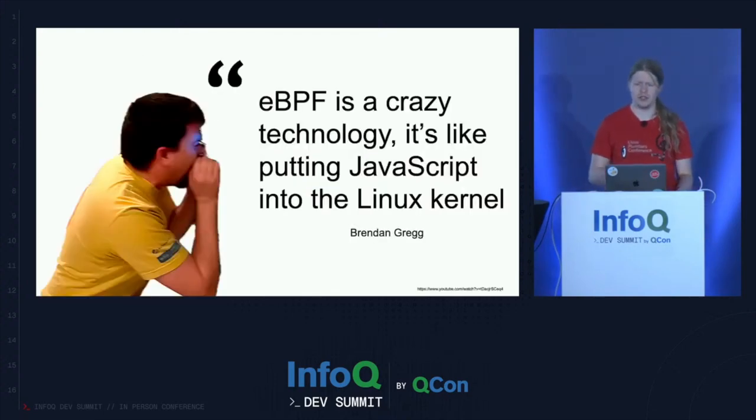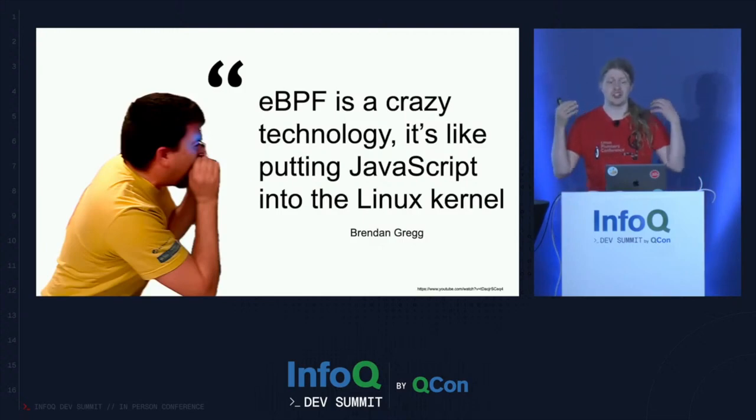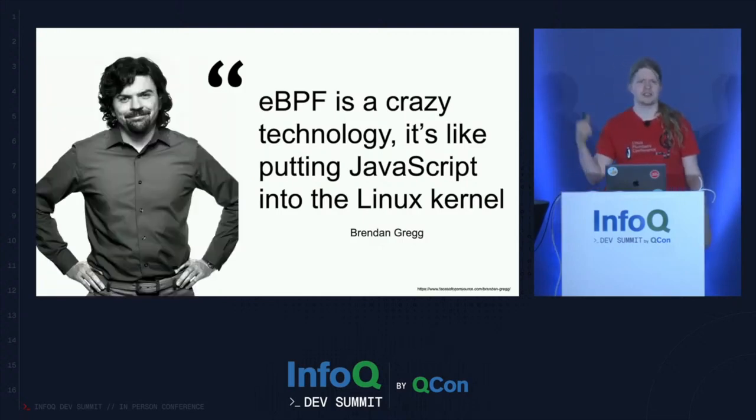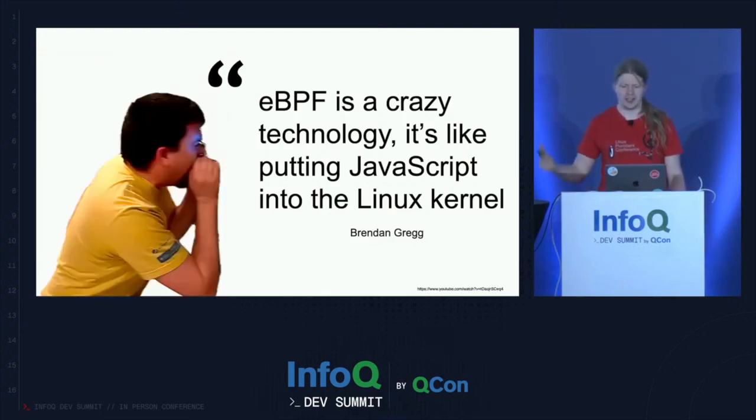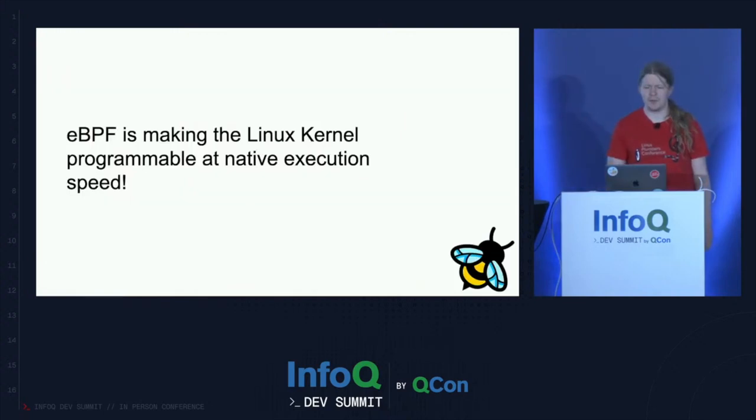It's really cool. To quote a guy who is most famous on the internet for shouting at hard drives, Brendan Gregg: eBPF is a crazy technology. It's like putting JavaScript into the Linux kernel. And he normally looks like this if he isn't shouting. If you want to know more, I'll link the YouTube video there. He essentially wanted to show his monitoring tools for disks. Anyway, the idea is that eBPF is making the kernel programmable at native execution speed.